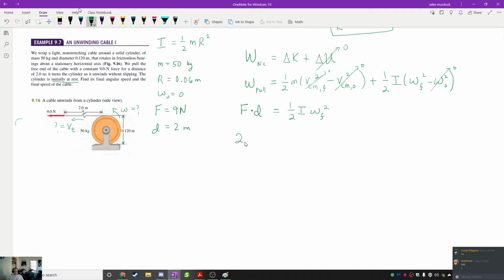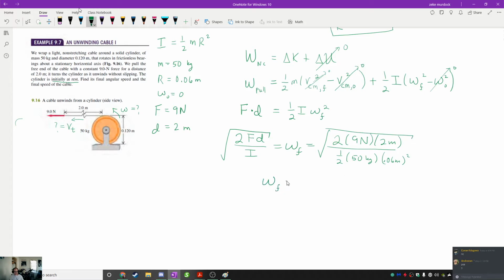We can now solve for omega final by saying 2 times F times D divided by I. If I take the square root of that, that should be equal to omega final. So this is going to be the square root of 2 times 9 newtons times 2 meters, and then we divide by the moment of inertia. I haven't put this in yet, but it's 1/2 mass, which is 50 kilograms, times the radius, which is 0.06, and then we just square this.